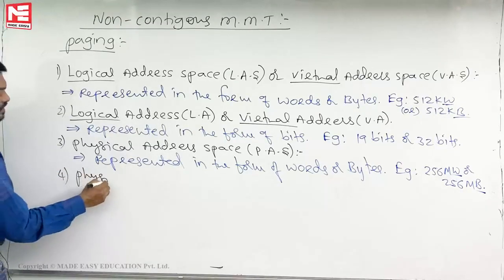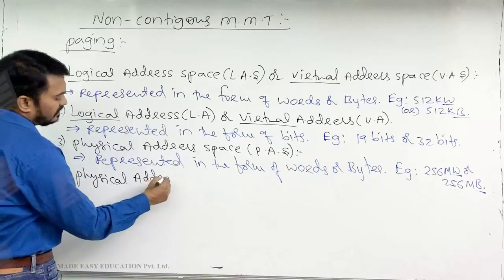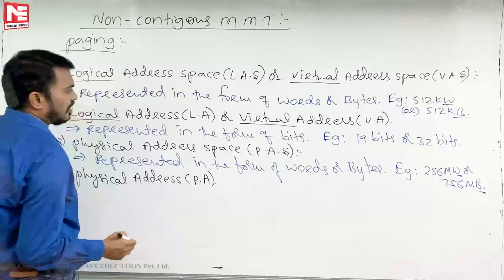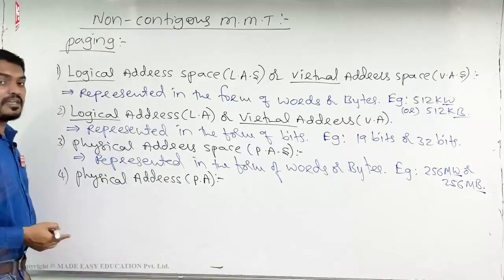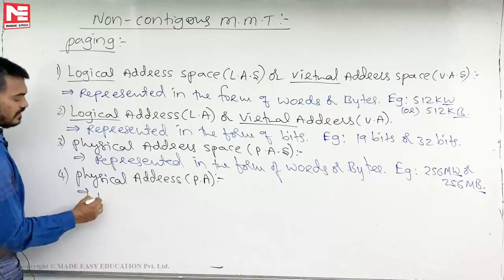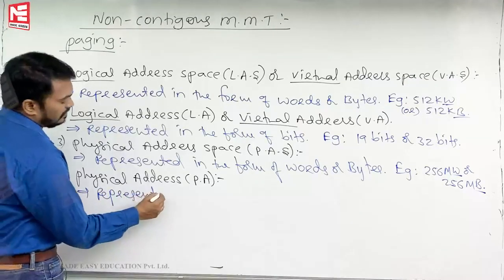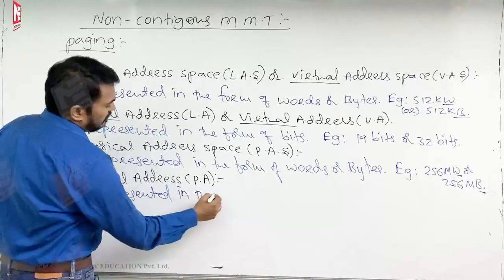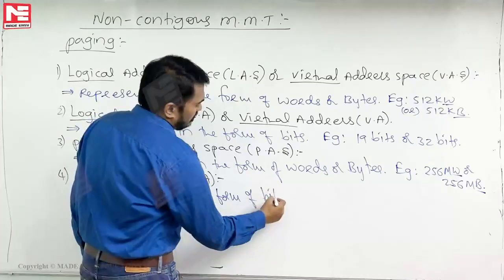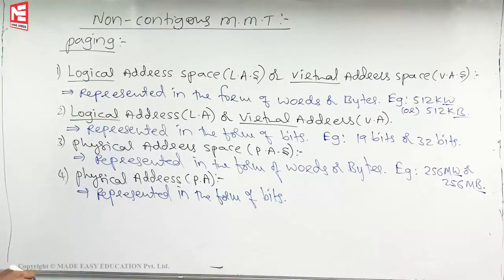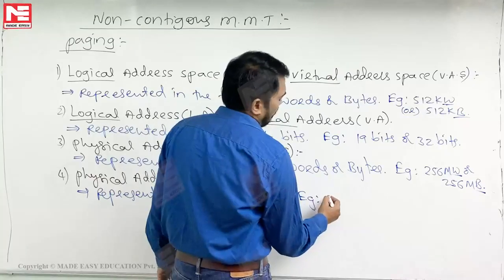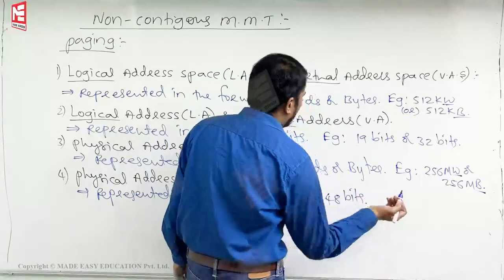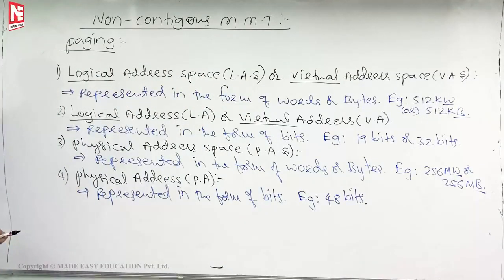And the next one is the same thing: physical address, PA. Understand here, the physical address is an address, so it is represented in the form of bits. Represented in the form of bits. For example, you can take 48 bits, just an example. Whenever you talk about an address, always state it in bits, right? Copy this carefully.